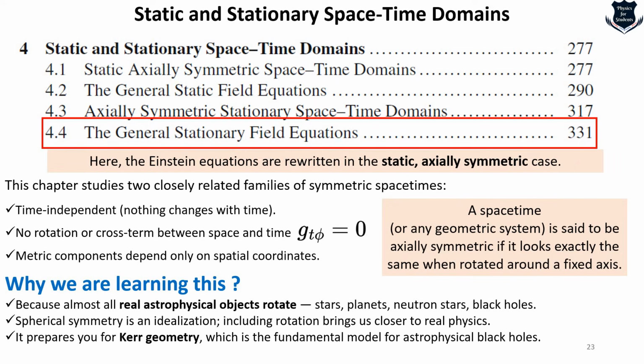Here we will be rewriting the Einstein field equations in the static axially symmetric case. The book is so beautifully written, it is taking it step by step. First it talked about spherically symmetric, then it is taking a little bit of rotation. And here the general stationary field equations will be written in the static but axially symmetric case. And what is axially symmetric? It is symmetric if it looks the same when rotated around a fixed axis.